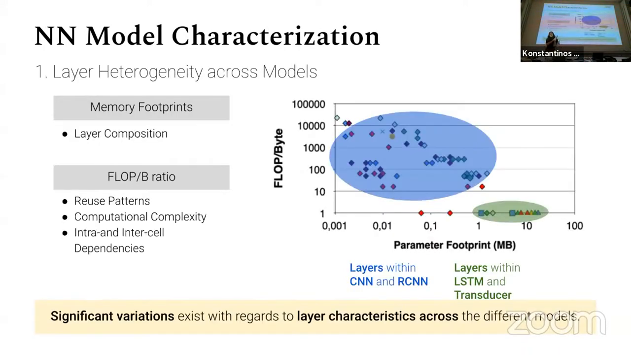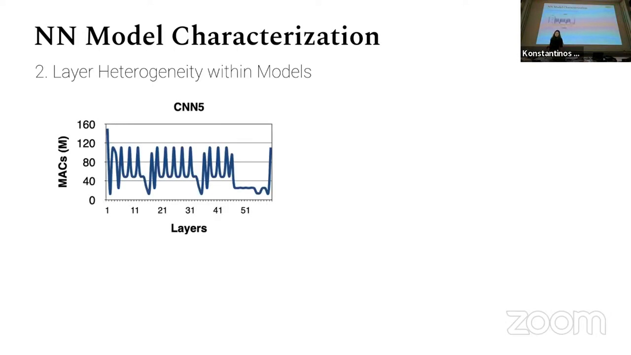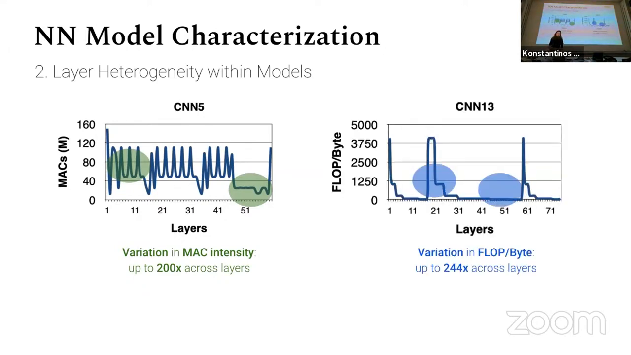So these are the heterogeneity across these four different layer types. But what this paper also identified is that we have a very high layer heterogeneity within each individual model. And this is something very interesting. For example, if you look at the CNNs here, you can see that within a CNN model, the MAC intensity varies significantly, for example, from layers used at the beginning of the model compared to layers used at the lower end of the model. And you can see similar things if you look at the flop per byte ratio, where you also see significant variations.